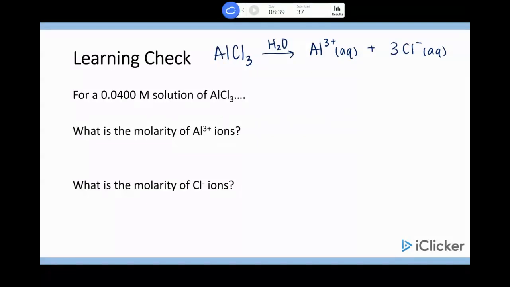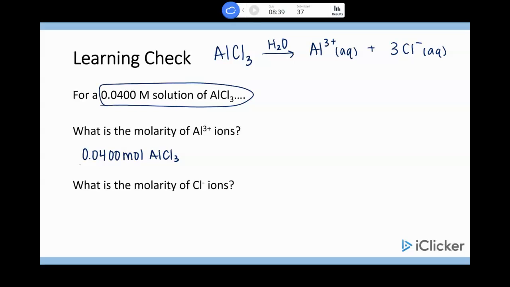Thanks. So we have 3 chloride ions because of that original formula, AlCl3, 3 chlorines. So if we have 0.04 molar solution, that means we have 0.04 moles of aluminum chloride. That's the information we're provided right here. 0.04 moles of aluminum chloride per liter.